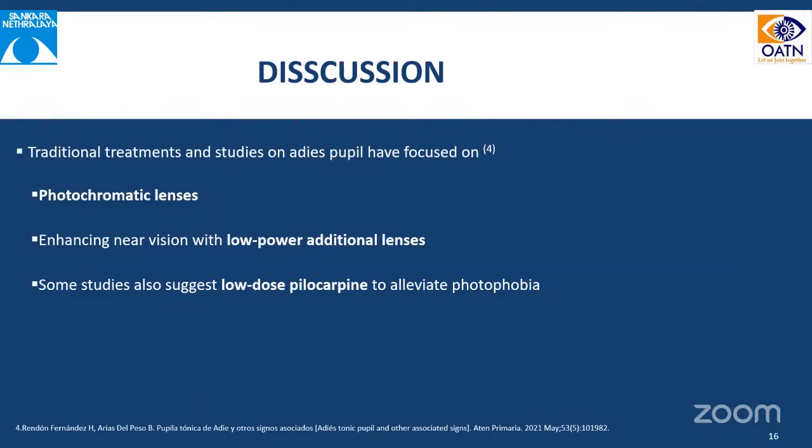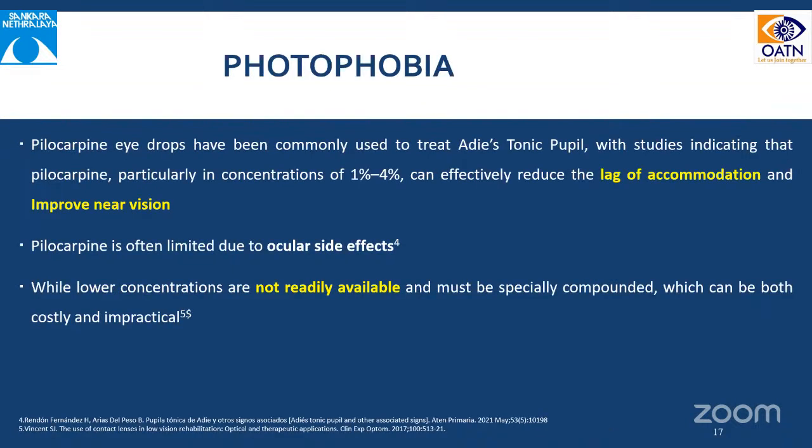These are the traditional management or treatment options in Adie's pupil, which have been followed for long decades, as I already discussed previously. For photophobia, pilocarpine has commonly been used to treat Adie's pupil, which helps in reducing the lag of accommodation and improves near vision. But pilocarpine often has some ocular side effects, like spasm of accommodation, which leads to blurred vision, headache, and so on.